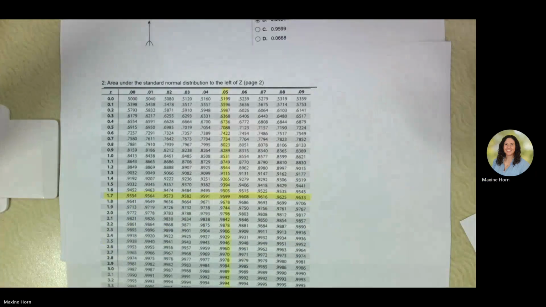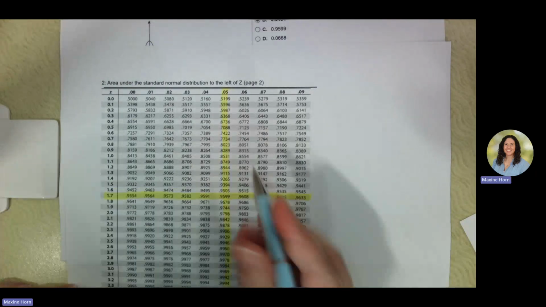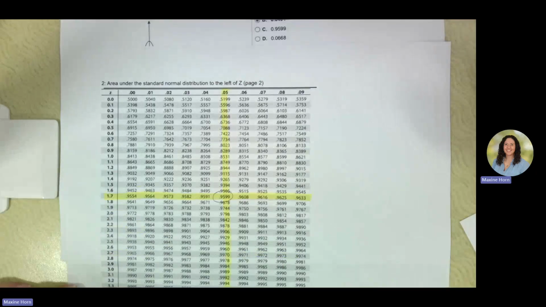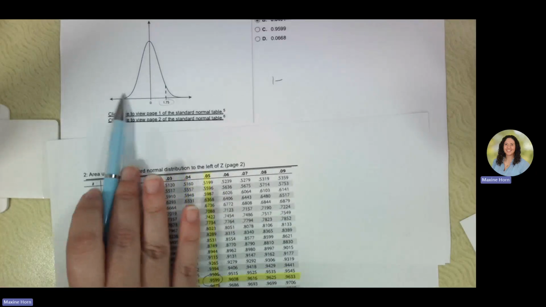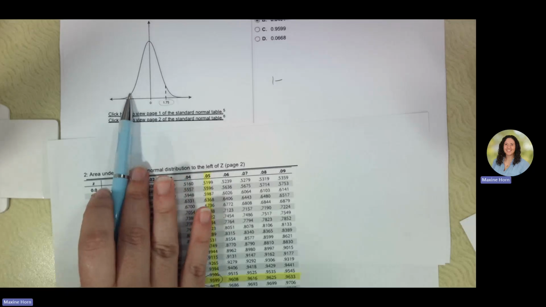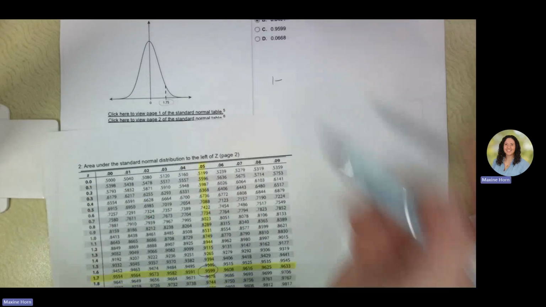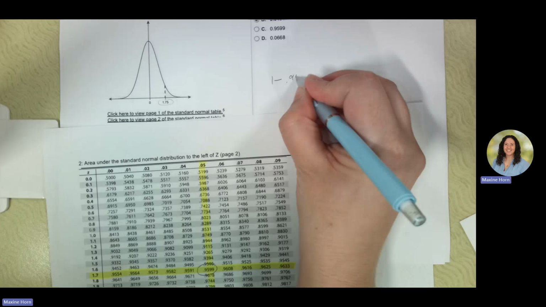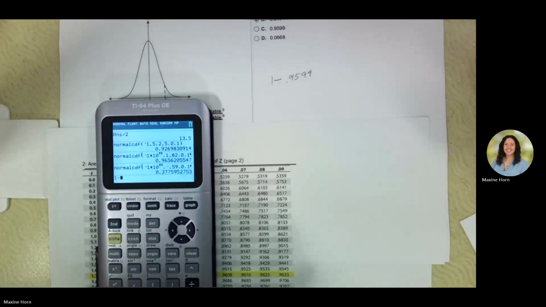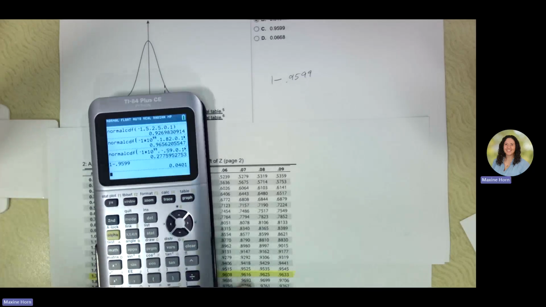Okay. And again, every step of the way, stop and ask yourself, does this make sense for what I'm trying to find? This is 0.9599. That's a really big number, right? That's almost the entire thing. Well, that makes sense because we just found the area to the left of this. So we do 1 minus that to get the area to the right. And there we go, 0.0401.